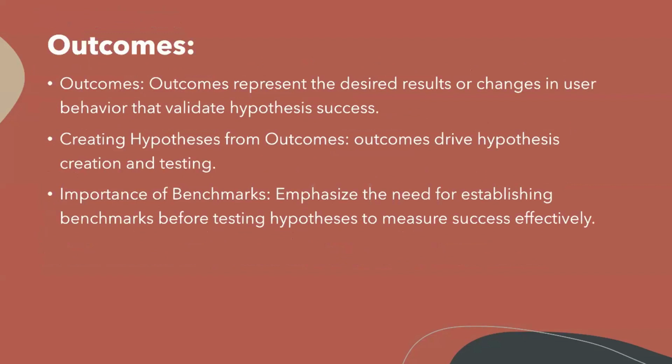And then there is this concept of outcomes. Outcomes represent the desired results: changes in user behavior that validate hypothesis success. This has been talked about a lot in the industry, outcome versus output. And this whole book helps us approach things with an outcome-based mindset rather than an output-based mindset. For example, I want to have ABC functionality for my user, or I want to have 100,000 users. Okay, that could be output. Or I will reduce the TAT this year by 15%.